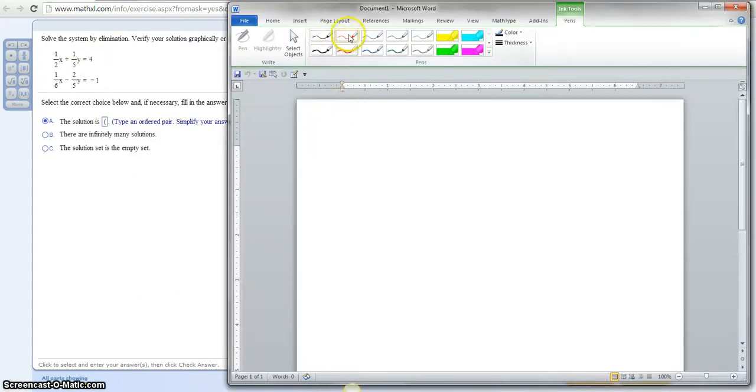Okay, so the first thing we would do is this here. We would have 1/2 x plus 1/5 y equals 4. And we also would have 1/6 x minus 2/5 y equals -1. Now the first thing we need to do here is this. Most people do not like dealing with fractions. So first let's get rid of the fractions.